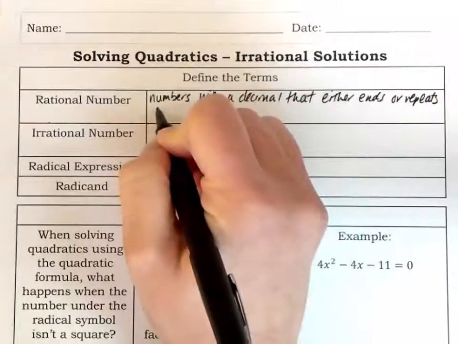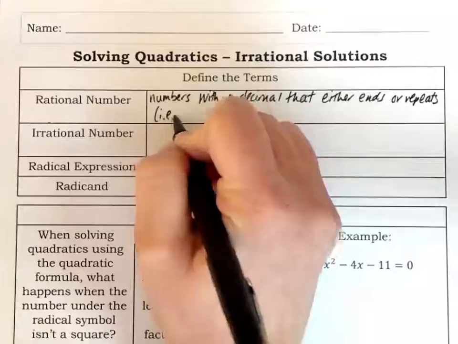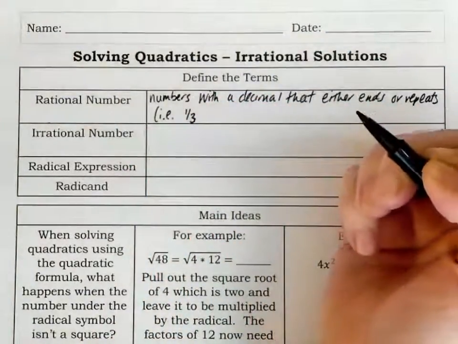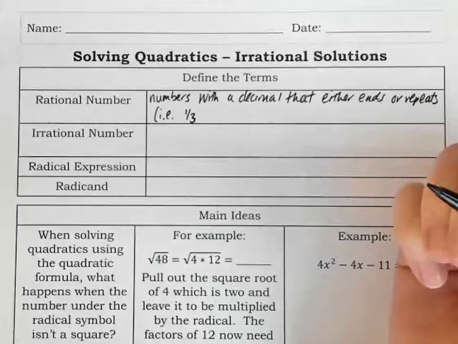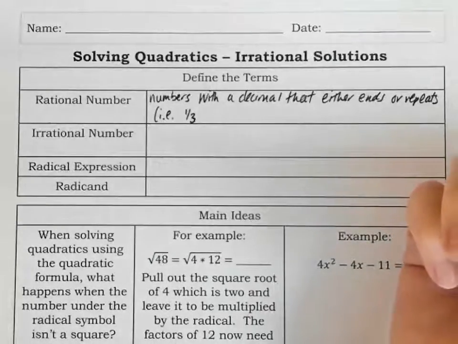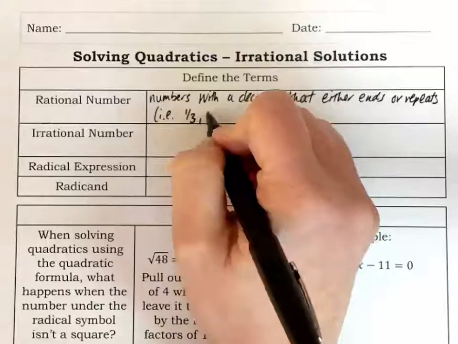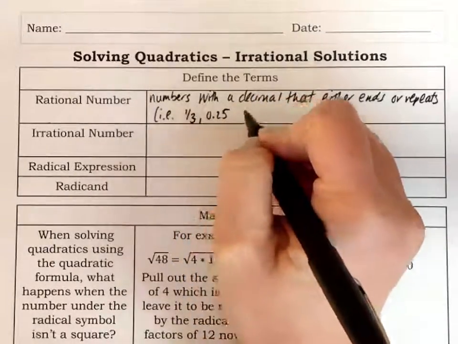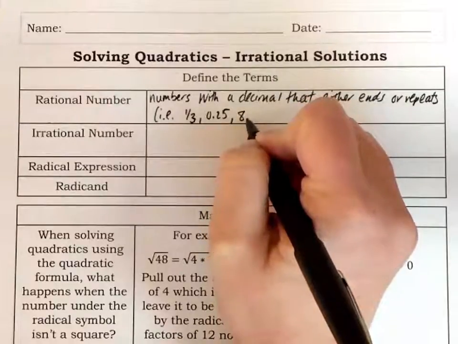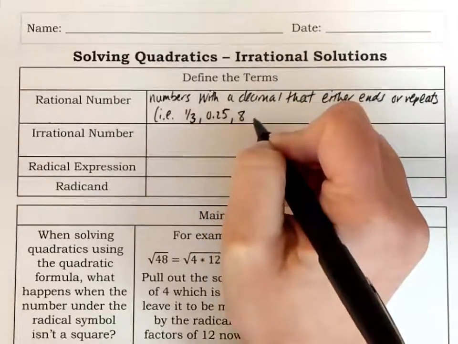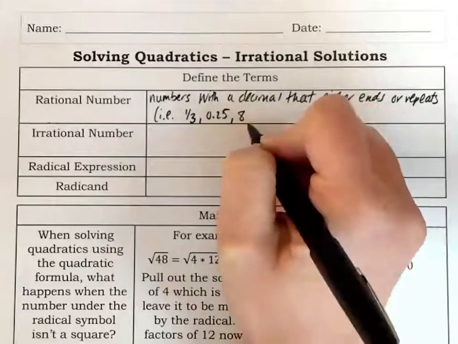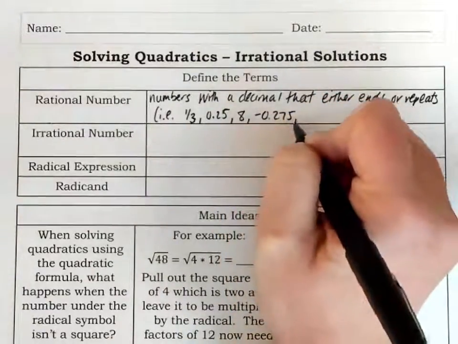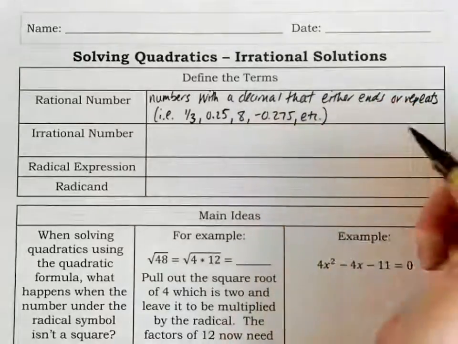Think about numbers like 1/3. So that's 0.3333, and that number repeats forever, never ending. Or 0.25. Okay, that decimal ends after the 5. 8, we could write it as 8.0. That's an ending decimal. A number like negative 0.275, again, ends there. Or anything else like those that either end or repeat.